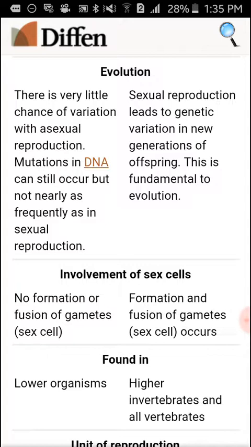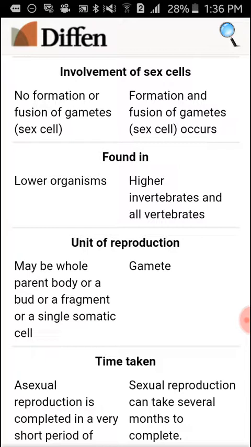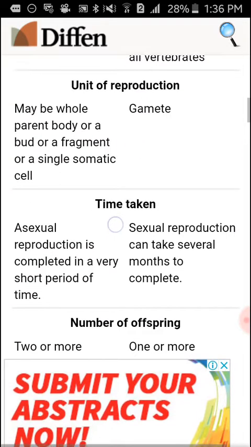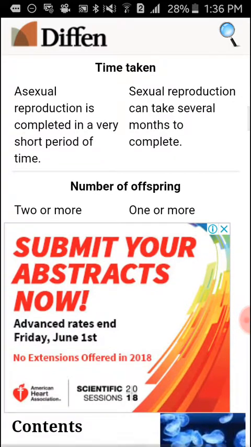Sexual reproduction leads to genetic variation in new generations of offspring. This is fundamental to evolution. Sure. Okay, that's what they say. I don't believe everything that is written in science articles and so on, because they just jump to conclusions about everything. That's my opinion. People can comment if they want to.